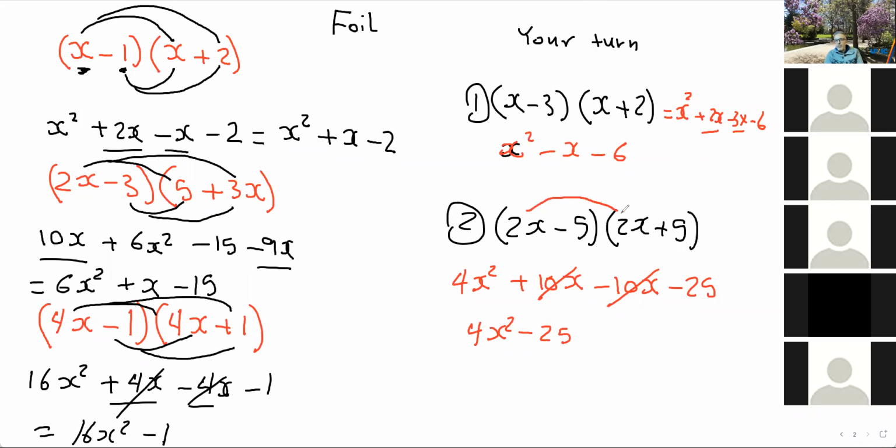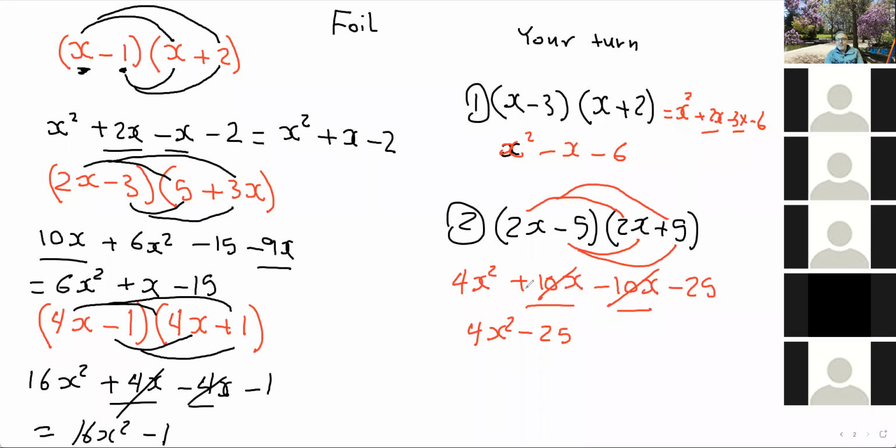So 2x times 2x, you get 4x squared. And then 2x times 5 is plus 10x. And then negative 5 times 2x is negative 10x. And then negative 5 times 5 is negative 25. After that, these are like terms. So 10x, okay.